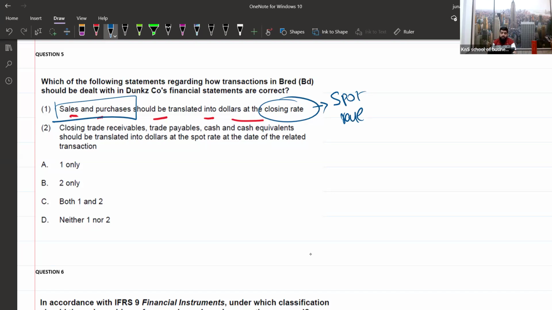Second, the closing trade receivables, the trade payables, the cash and the cash equivalents should be translated into dollars at the spot rate, at the rate of the date of the related transaction. That is the most important line. Whether the closing receivables and payables should be translated at the closing rate.